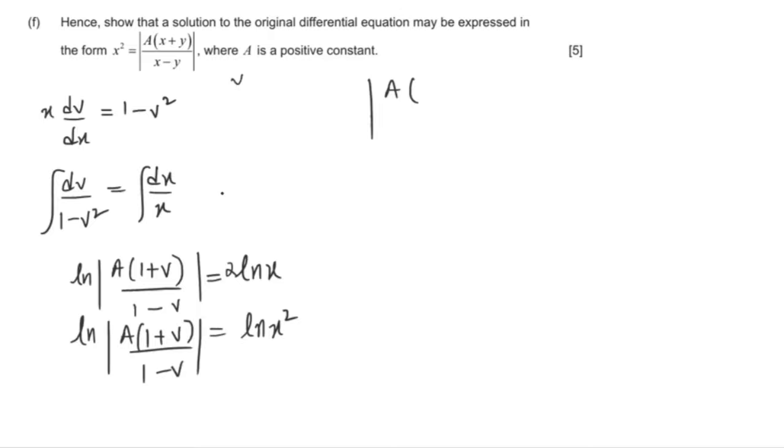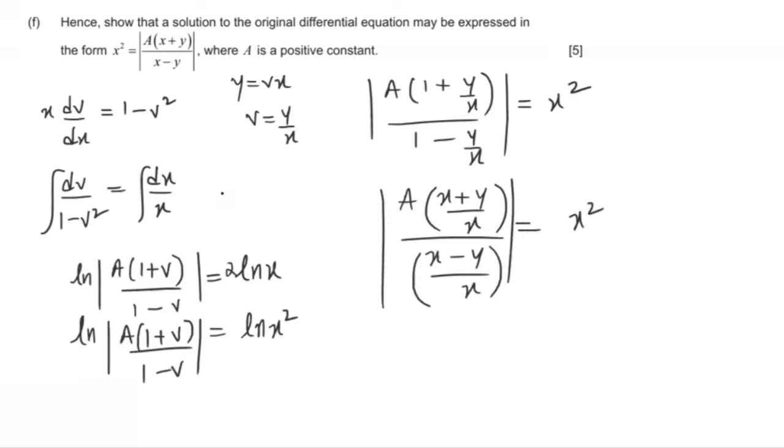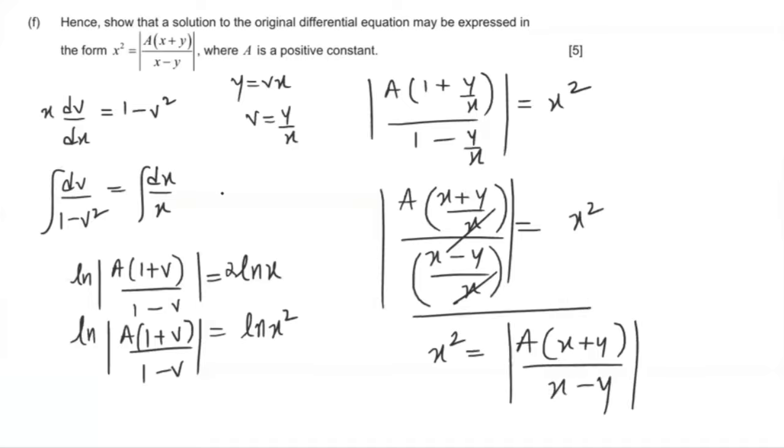Okay, now bring back, since y was vx, so you can switch back v with y over x. So this will become 1 plus y over x, divided by 1 minus y over x, equals x squared. Okay, so if you write it as a single denominator, x plus y over x, divide the whole thing by x minus y over x. And this is equal to x squared. There we go. And you can get rid of these x. So hence, x squared can now be written as a times x plus y over x minus y. And there we go. That's the solution.